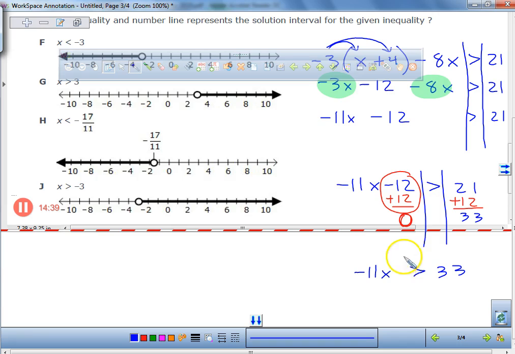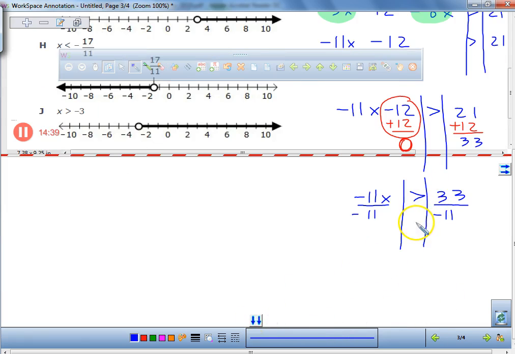Now this is the part where students need to remember something, because here I'm not just going to divide by an 11, I'm going to divide by a negative 11. And here's something that happens when you multiply or divide an inequality by a negative: this sign is going to flip. So we get x is less than negative 3.